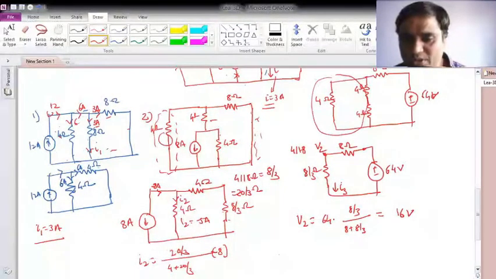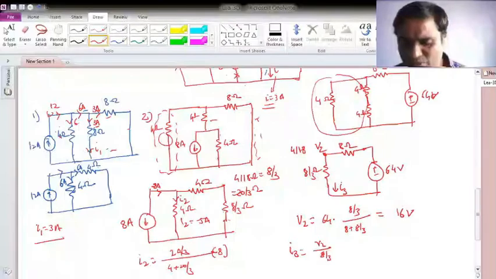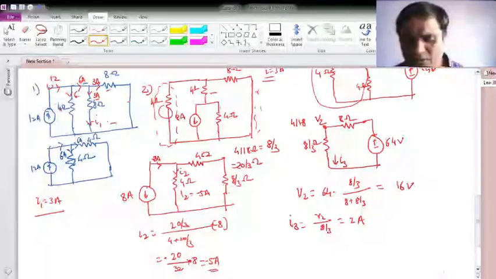Now if V2 is 16 volt, what about I3? I3 will be V2 by 8 by 3. So V2 by 8 by 3, it comes out as 2 ampere. Right? So this will be 2 ampere.